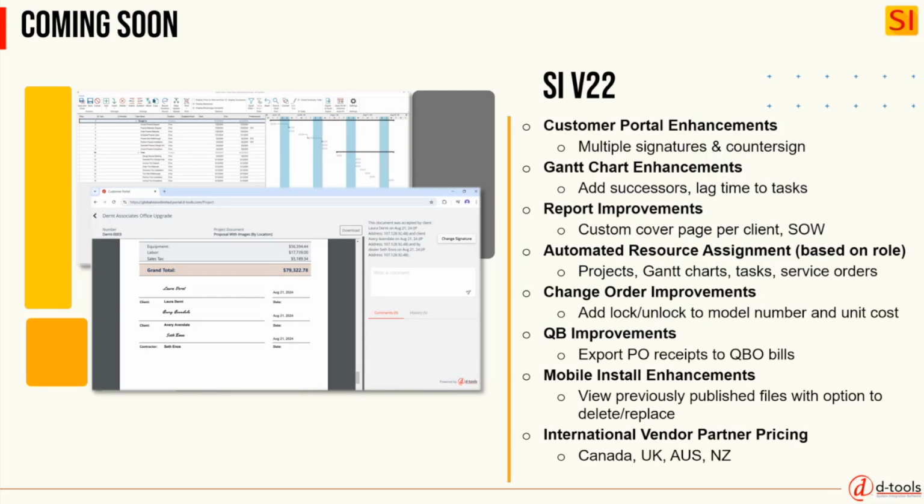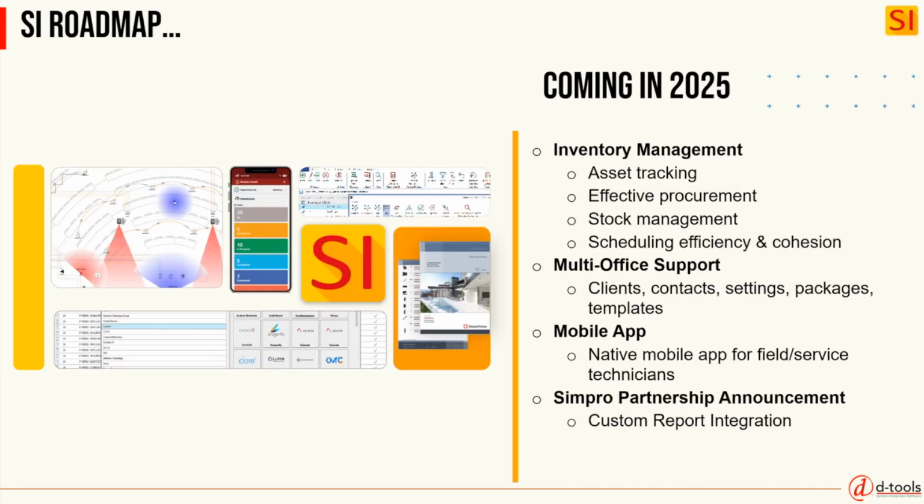Be on the lookout this month for our release of SI V22 with many updates. These include multi-signature and counter-signature enhancements in the customer portal, Gantt chart improvements, and many other features based on your feedback. We also have valuable additions on our roadmap that we expect to release in 2025, including inventory management, multi-office support, and a widely asked for mobile app.